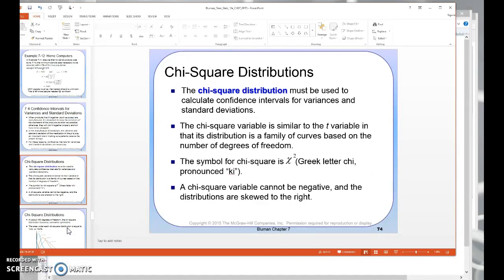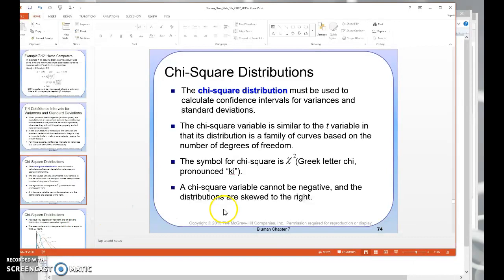With this being said, we're now going to be using what's called the chi-squared distribution. The chi-square variable is similar to the t variable in that its distribution is of a family of curves based on the number of degrees of freedom. Recall, degrees of freedom is your sample size minus 1.